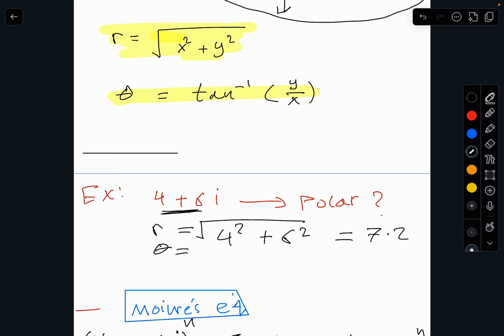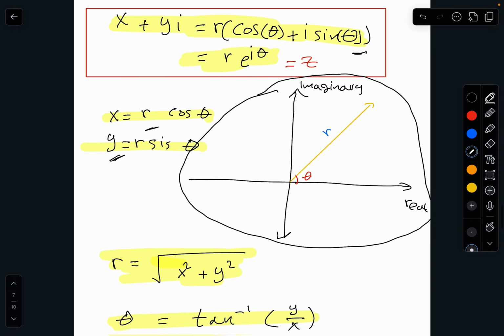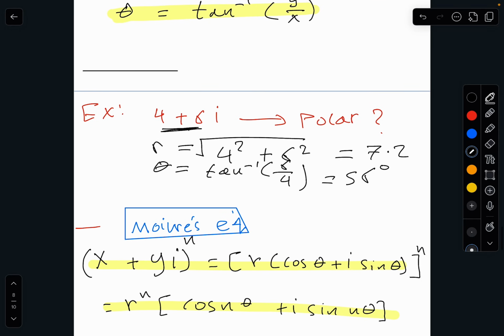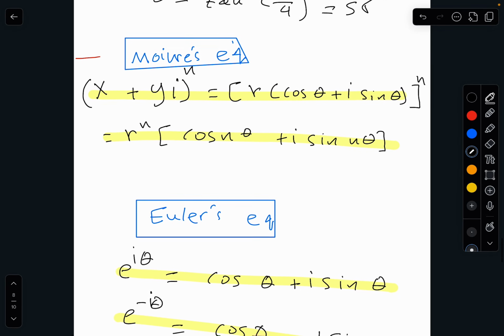And theta is the tan inverse of 6 over 4, and it's going to equal 56 degrees. Okay, so this is how we know, and we're just going to apply this here and write it down. So now we know the value of it in polar form.